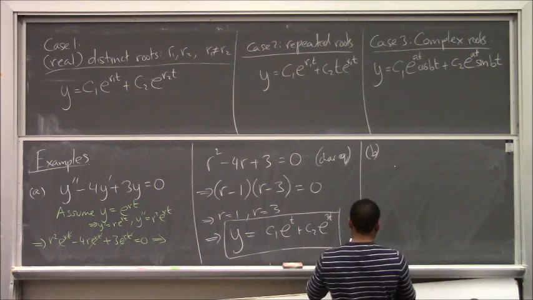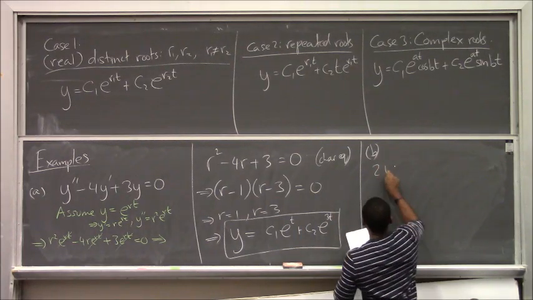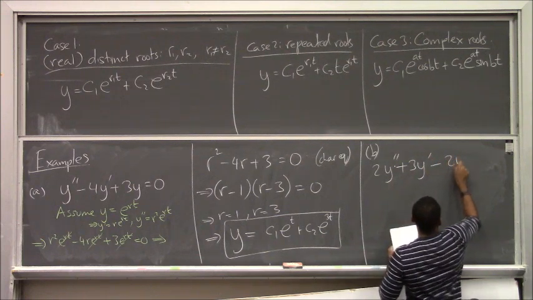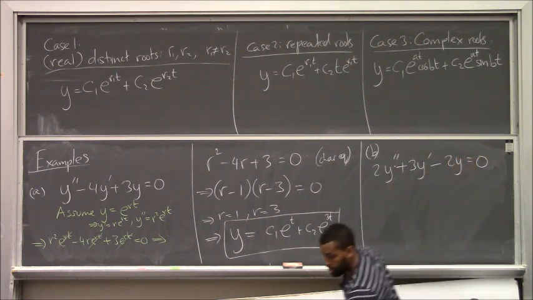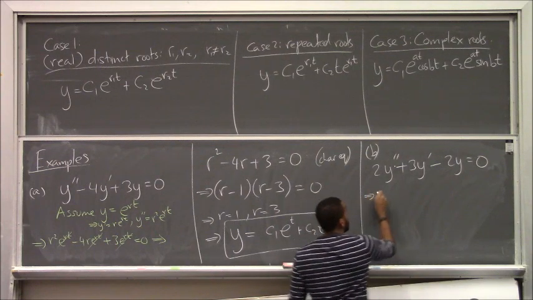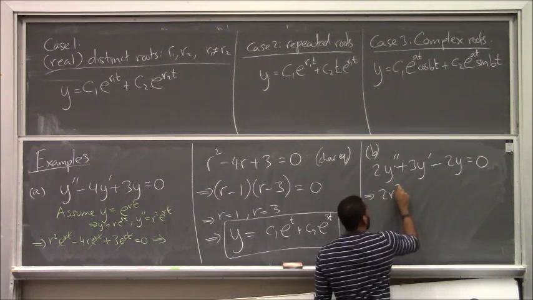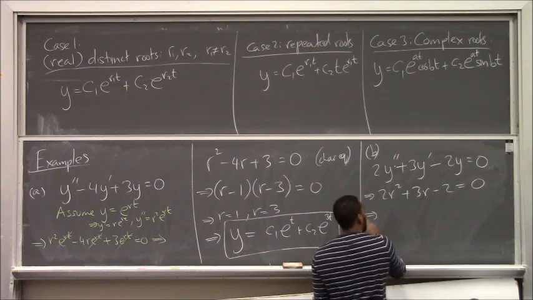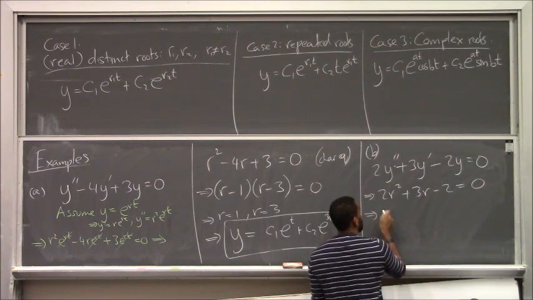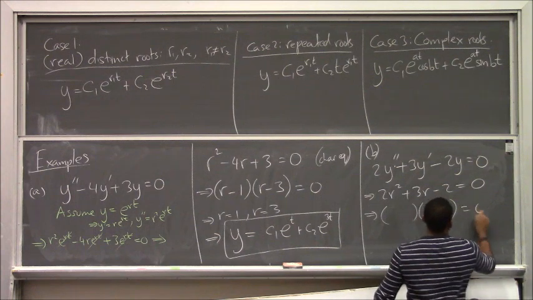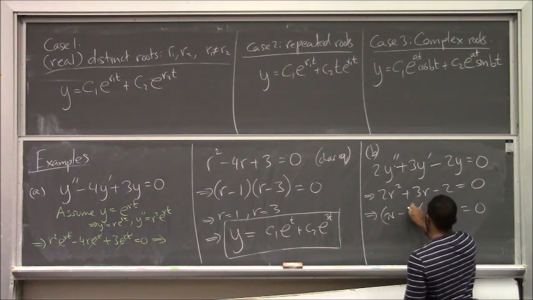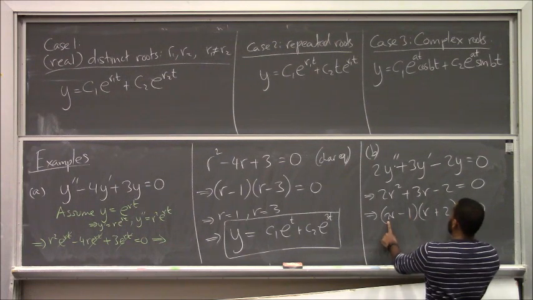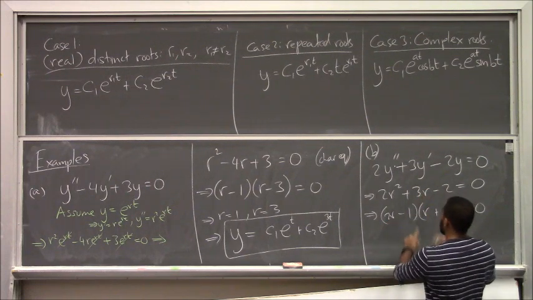Let's go on to the second example. 2y double prime plus 3y prime minus 2y equals 0. The characteristic equation is going to be 2r squared plus 3r minus 2 equals 0. Does that one factor? Yeah. 2r minus 1 and r plus 2. That's 4r minus 1r gives plus 3r, that's minus 2.